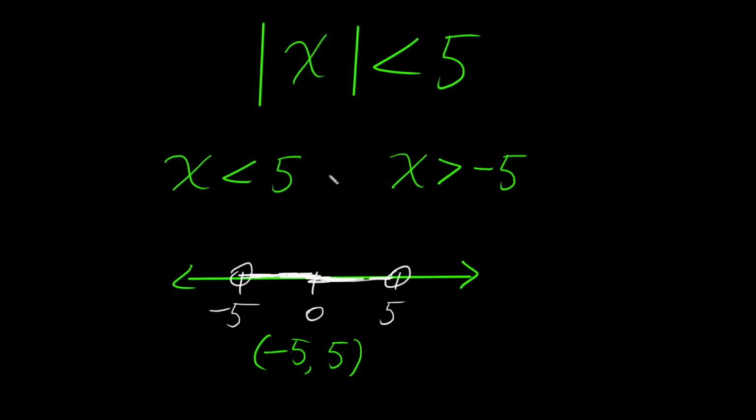In that case, we're going to say that this is an AND statement as opposed to an OR statement. When the original problem, after isolating the absolute value, has a greater than sign, then we'll be using an OR, and you'll see that they will be going opposite directions of each other.